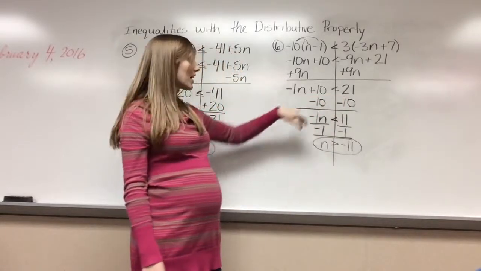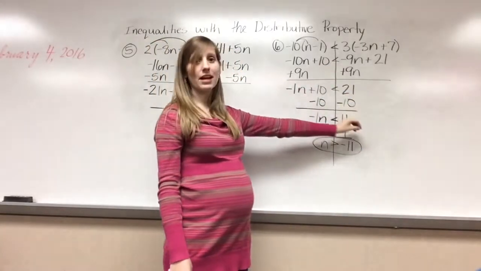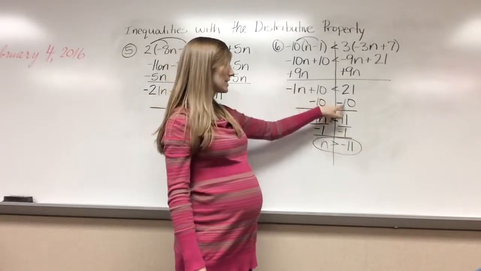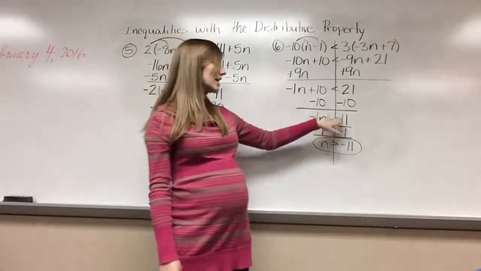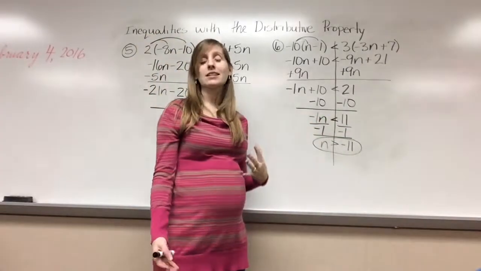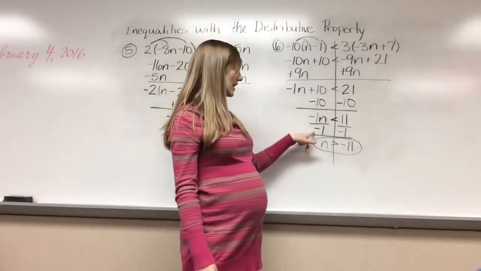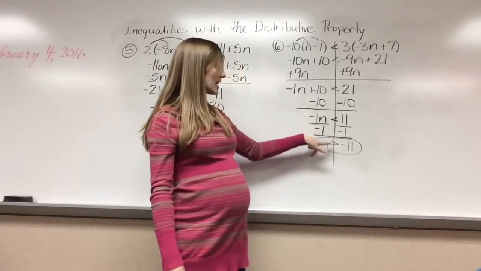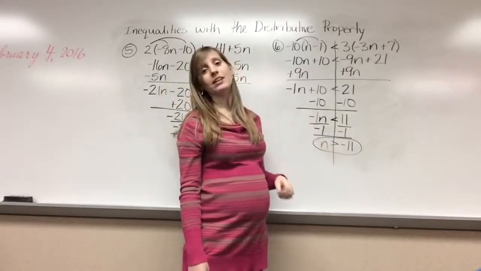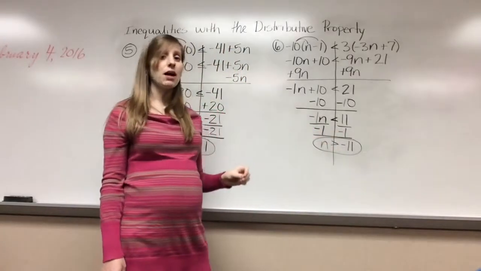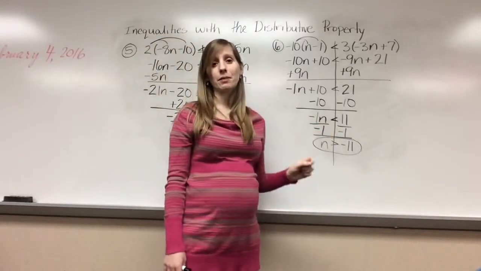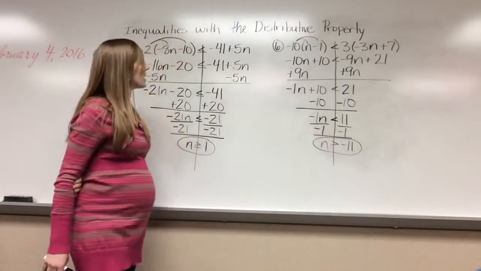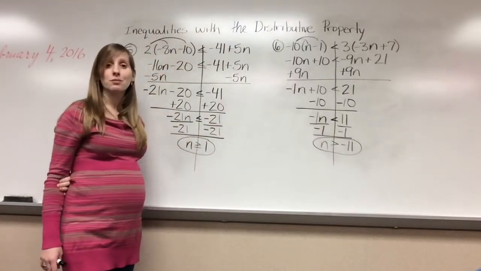After that, I canceled out the 10, so I had my numbers on the right-hand side. So I subtracted 10 from both sides. That left me with negative 1n is less than 11. And then my last step was to divide both sides by that negative 1. So I got n is greater than negative 11. Again, I flipped the inequality sign this time because I divided both sides by a negative amount. And that's the end of our lesson on inequalities with the distributive property.